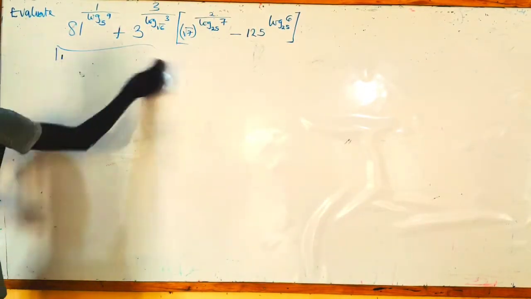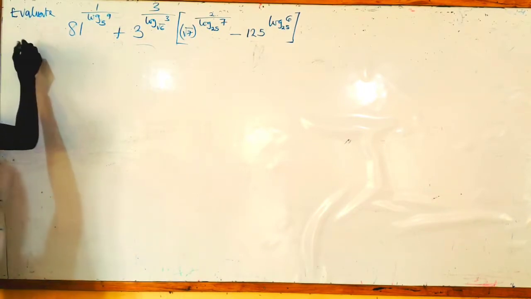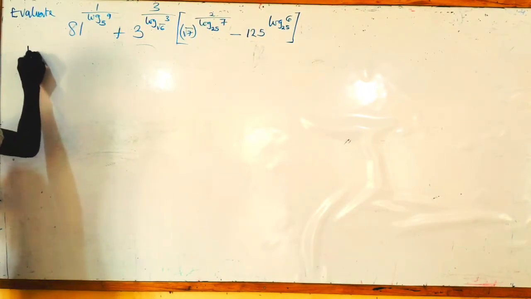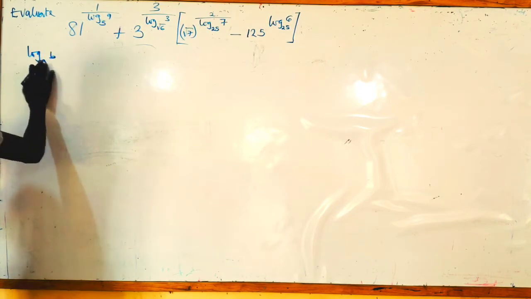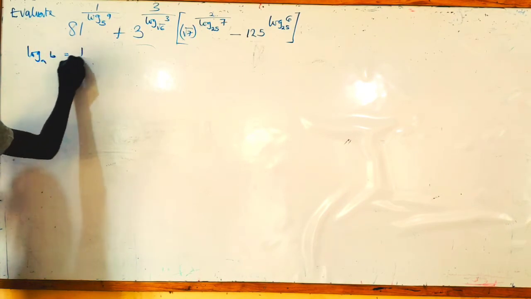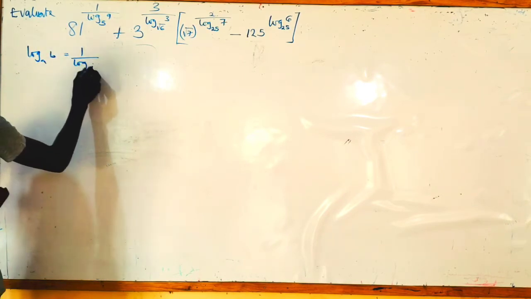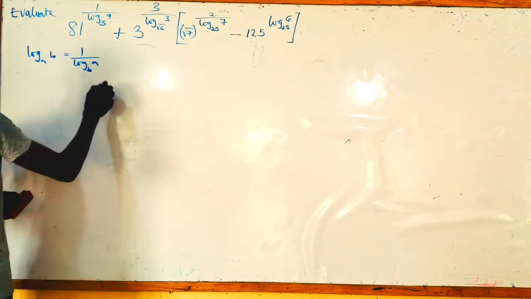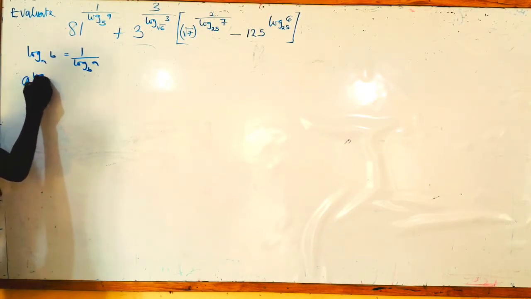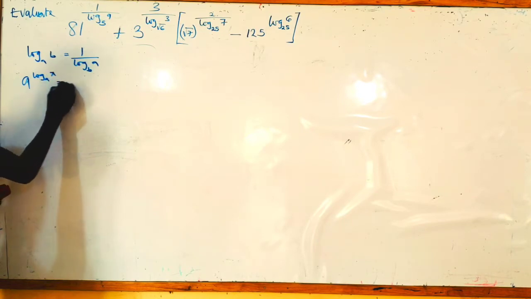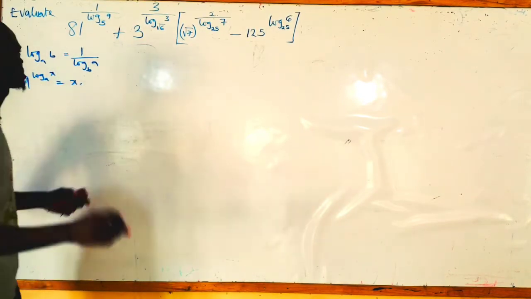Now, let's come back to it. Let me try to put it somewhere else here. I have log A base B equals 1 over log B base A, and the second law is A raised to the power log of x base A should be equals to x. Now let's take it one by one.